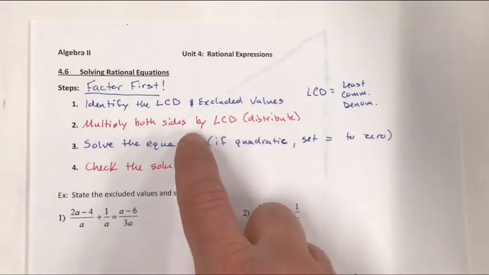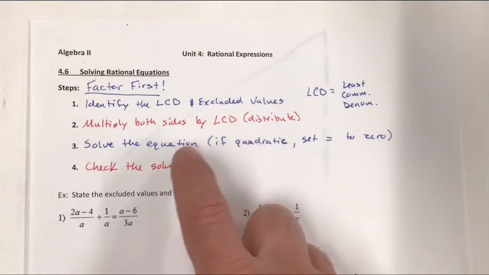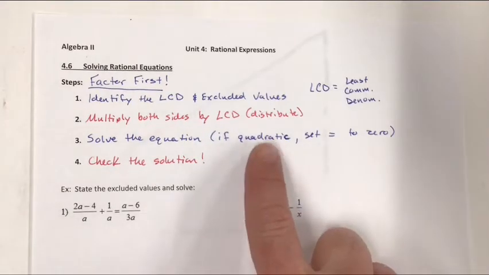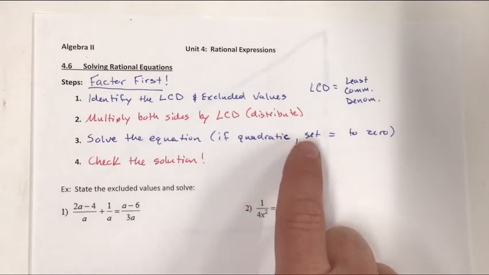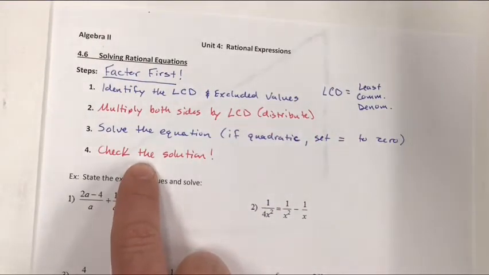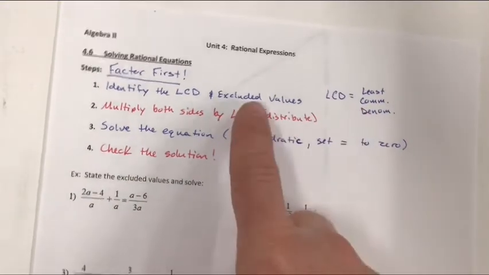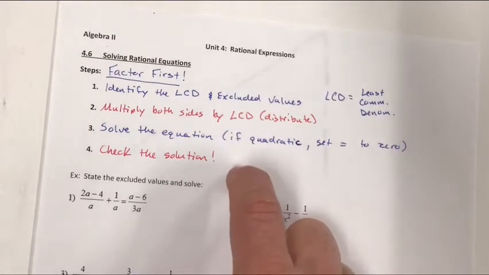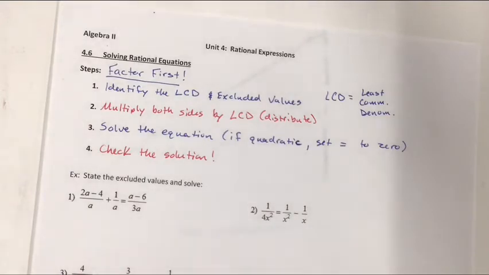But first, once you get rid of the fractional parts, you can solve the equation. Now, if it ends up being just a straight linear equation, there's no x squared or third power or anything higher than that, then you can just solve it. But if it is a quadratic, if we have an x squared, we would need to set that equal to 0 to solve that. And I'll show you an example or two like that. And then, like I said, you want to check your solution to make sure that it's not one of your excluded values, and also check to make sure that it makes both sides true. Make sure it's not an extraneous solution.